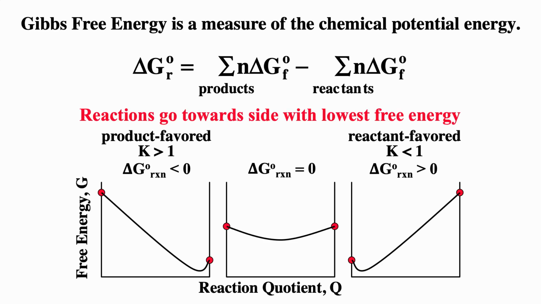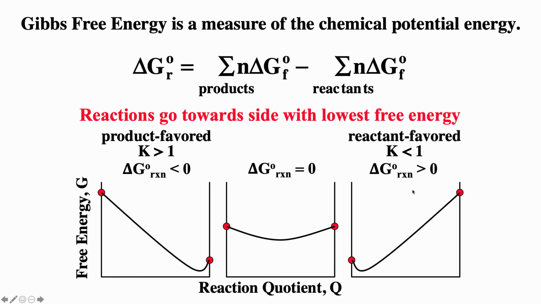And so there's 3 different possibilities. You can have delta G naught negative, which means products are more stable. So we'd call that product favored. Our K would be greater than 1. We'd also say this is a spontaneous reaction, meaning it can occur without any outside intervention. The boulder would roll down.